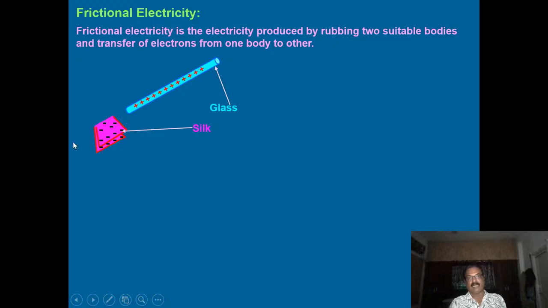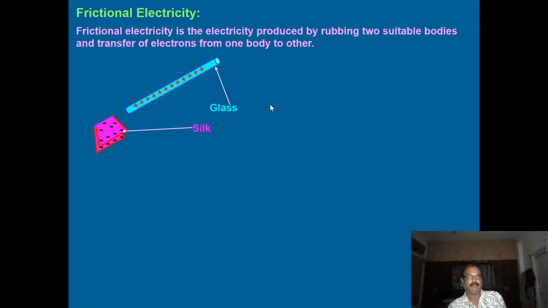What actually is happening here is very clear. The glass rod has loosely bound electrons. When certain energy is given, they transfer. While rubbing, the electrons get transferred to the silk. The charges can neither be created nor be destroyed, but they can be transferred from one body to another body.